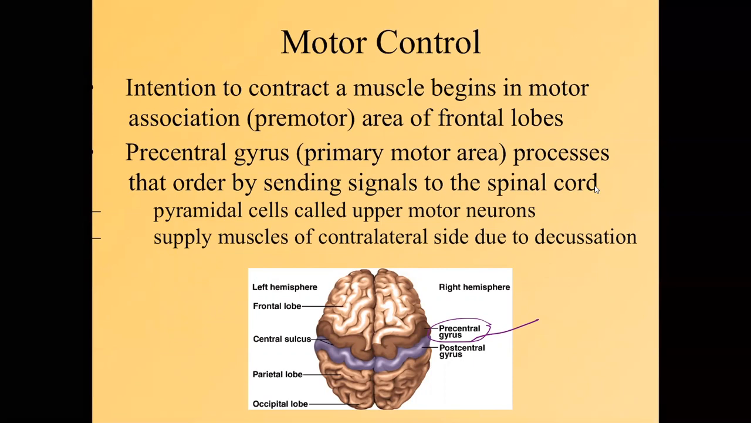Okay, the upper motor neurons are more superior, which we'll talk about as we get further along. Okay, and things are going to occur contralaterally. So contralaterally means what's coming from the right side of your brain is going to control what's on the left, and what's coming from the left is going to control what's on the right. Sometimes, most of the time.